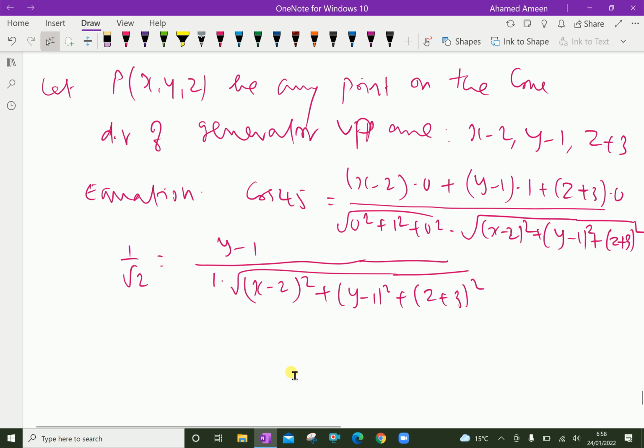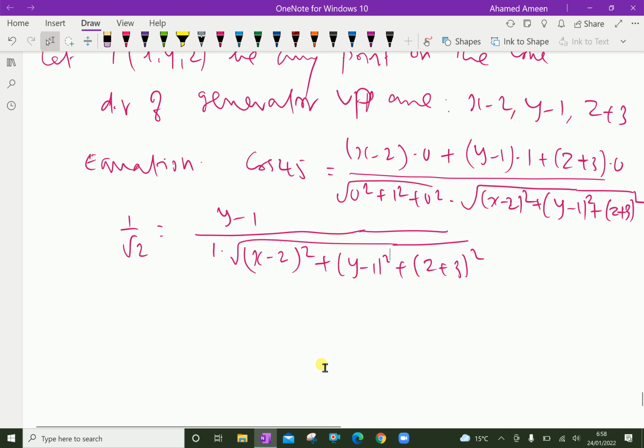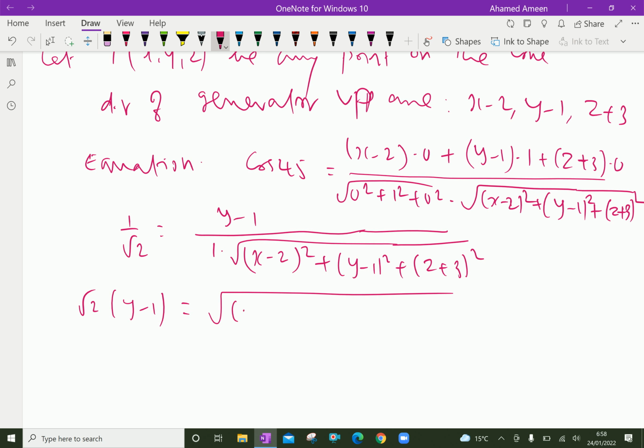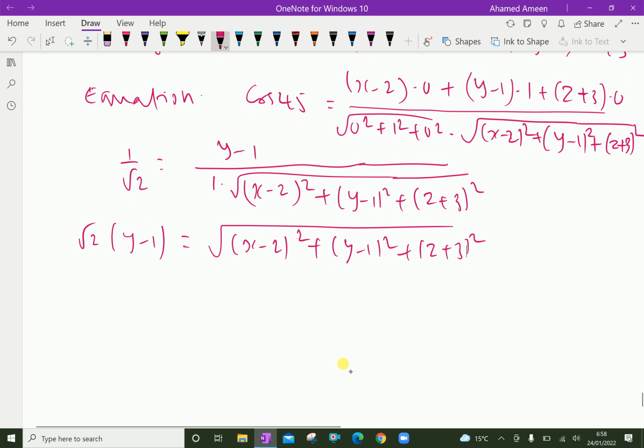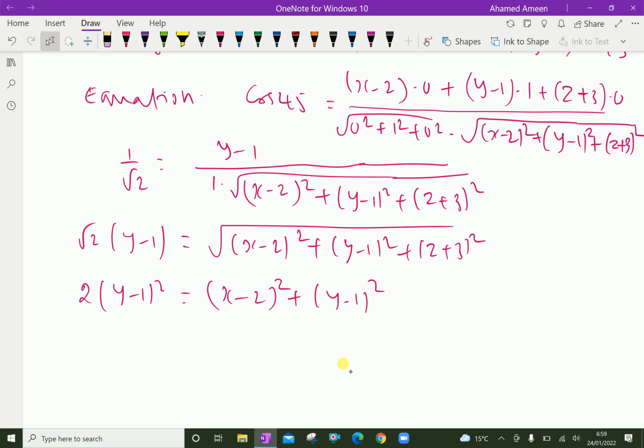So by cross multiplying, root 2 into y minus 1 equals square root of x minus 2 the square plus y minus 1 the square plus z plus 3 the square. Now squaring both sides, we have 2 into y minus 1 the square equals x minus 2 the square plus y minus 1 the square plus z plus 3 the square.